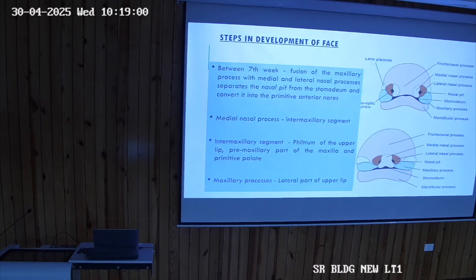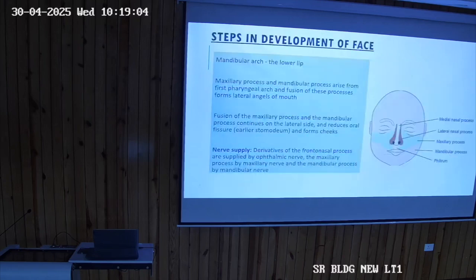The lateral part of the upper lip is formed by the maxillary process. Now the mandibular arch is going to form the lower lip. Fusion of the mandibular arch with the maxillary arch is going to form the angle of the mouth. They are going to reduce the oral fissure and they are going to form the cheeks.